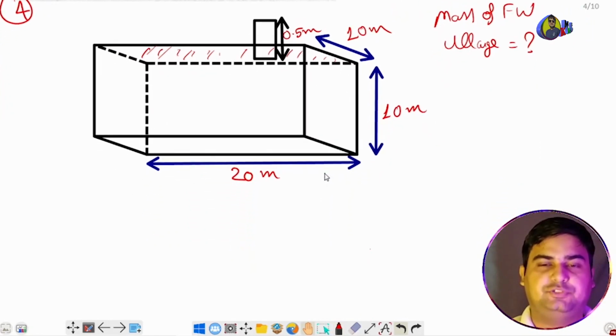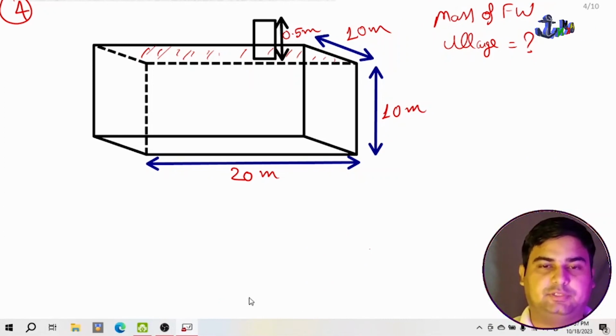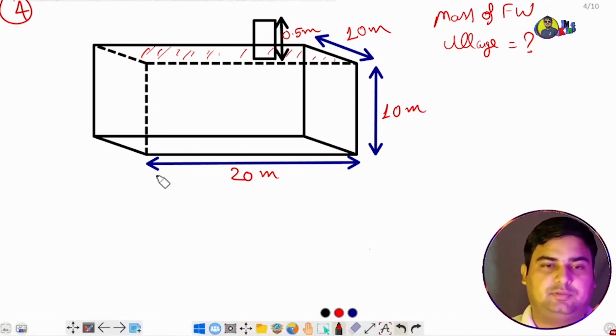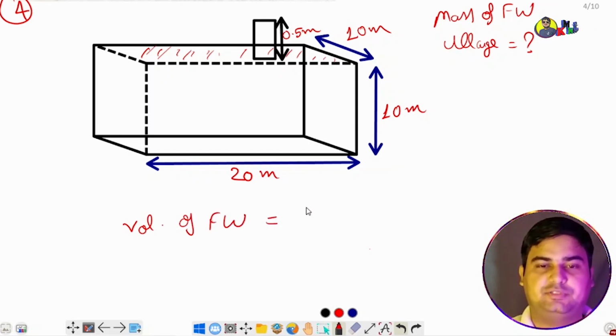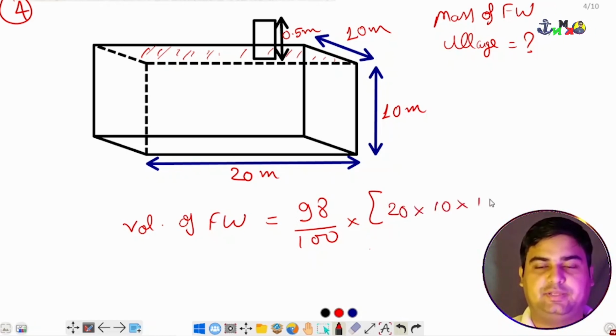So to find that out, we should first know the volume of fresh water. How much is the volume? It is 98% full. So 98 divided by 100 into, as we know, the volume of a tank is length into breadth into height. So length is 20 into 10 into 10.